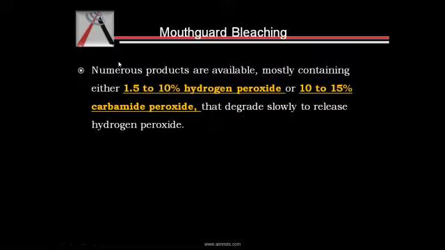We have a technique of mouthguard bleaching, wherein the bleaching agent can be prescribed to the patient and the patient can use it at home. And there are numerous products available containing either 1.5 to 10% of hydrogen peroxide or 10 to 15% of carbamide peroxide, which degrades slowly to release the hydrogen peroxide. So this is a method of mouthguard bleaching, and it can be used at home by the patient.